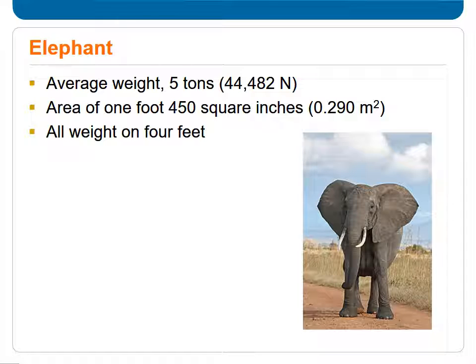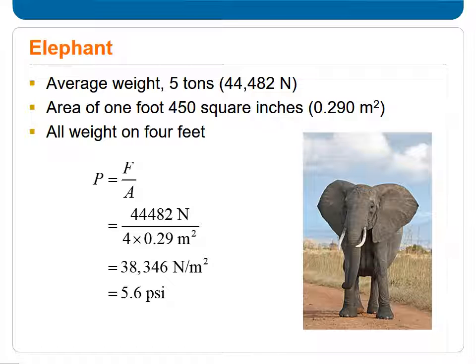The average weight of an elephant is around 5 tons, which is 44,482 newtons. Each foot of an elephant has an area of 450 square inches or 0.29 square meters. An elephant standing on all 4 feet distributes its weight over 1,800 square inches. Let's do the calculation. The pressure exerted by the elephant is over 38,000 newtons per square meter, or again 5.6 psi.